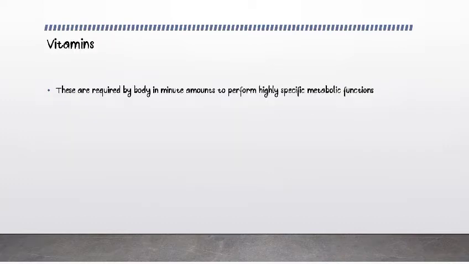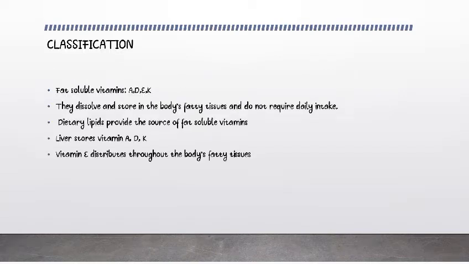Let's go into it. Vitamins. Vitamins are required by the body in minute amounts to perform highly specific metabolic functions. Vitamins are so essential for the body. The body needs vitamins to perform essential activities in metabolic aspects.